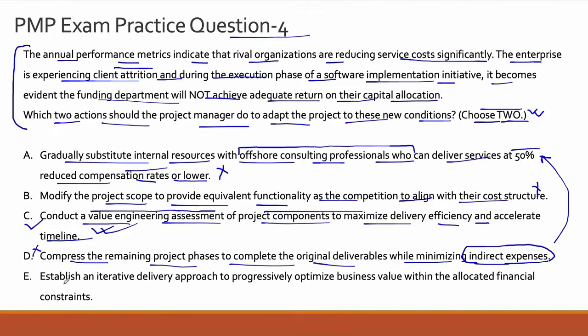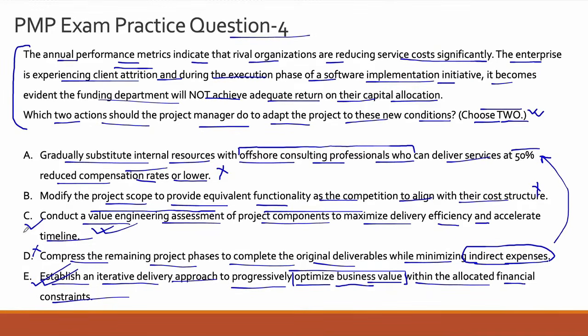Now let's look at option E. Establish an iterative delivery approach to progressively optimize business value within the allocated financial constraints. So basically it is saying that you follow sort of a prototype approach, or sort of an iterative/incremental delivery approach to progressively optimize business value. Then again, it is a different way of saying that you need to do a value exercise within the allocated financial constraints. So option E also seems to be the correct answer choice to this question.